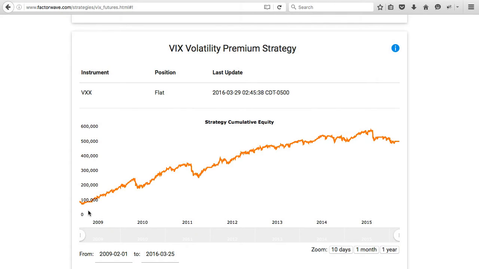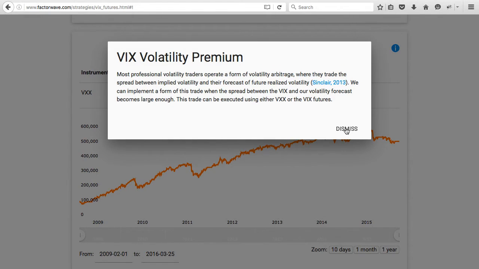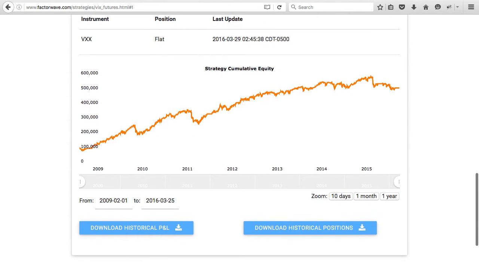And here we can see again the growth of a notional $100,000 investment from 2009 to 2016. And again, we can zoom in at certain time periods, look for more information on the strategy, or download the historical positions and P&Ls. So that's an introduction to our VIX strategies.